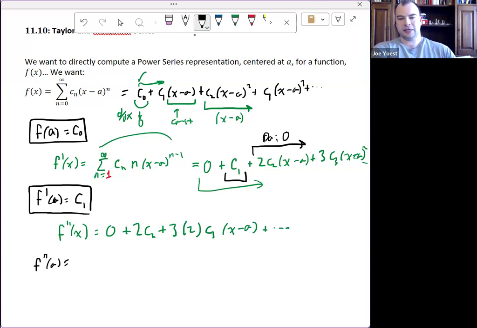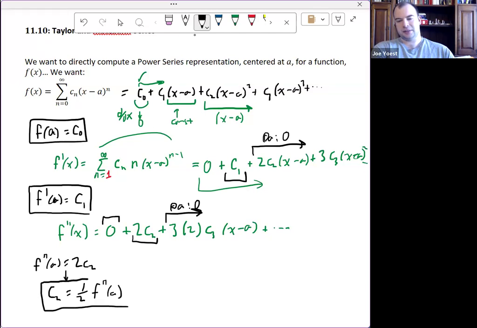So what's f double prime of a? This is 0. That constant differentiated to 0. At a, all of these are 0. The C3 term and on all have at least 1 power of x minus a, so they all go to 0. All that is left is 2C2. And I see I have a little bit of rearranging to do here, that C2 is 1/2 f double prime of a. So not quite just f double prime of a, but 1/2 f double prime of a.